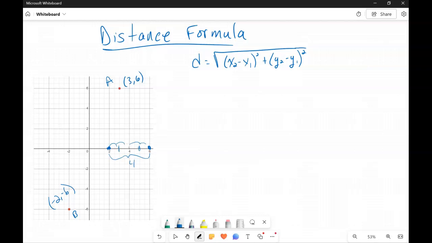That works fine if we're perfectly horizontal or perfectly vertical. However, whenever we have points that are not horizontal or vertical, we can't do that. We can't just count because now we're moving on this angle in terms of our distance. So to figure out the distance between points that are on an angle like this, we have another method, and that is going to be our distance formula, is one approach to this.